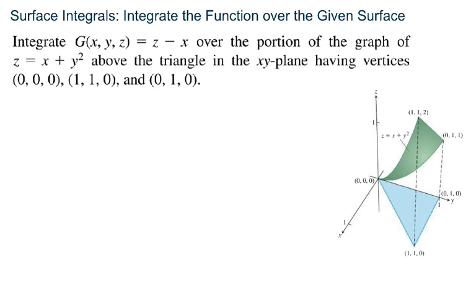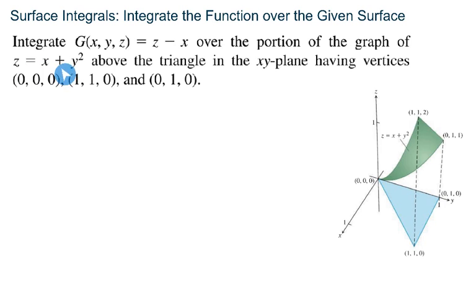In this example, we're going to find another surface integral. We're going to integrate the function over the given surface. So the function g of x, y, z is equal to z minus x. And we're going to integrate over the portion of the graph of z equals x plus y squared, which is above this triangle in the xy plane. So the triangle has these vertices: 0, 0, 0, the origin, 0, 1, 0, and 1, 1, 0.